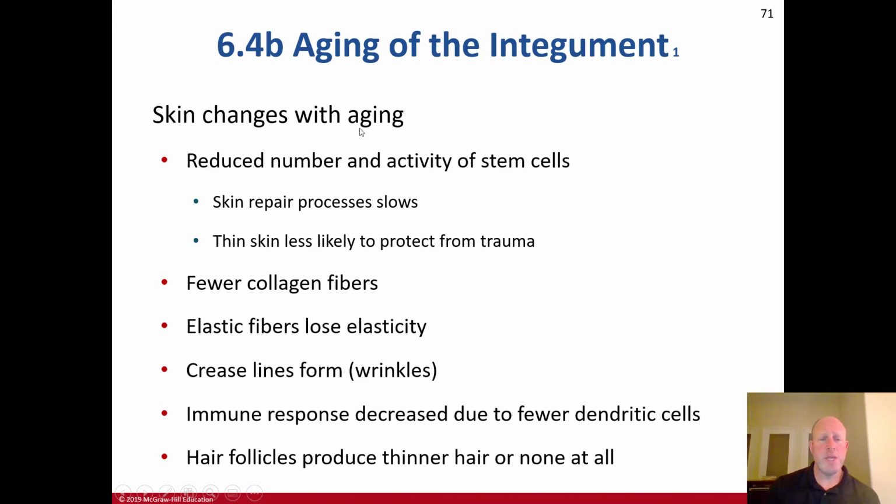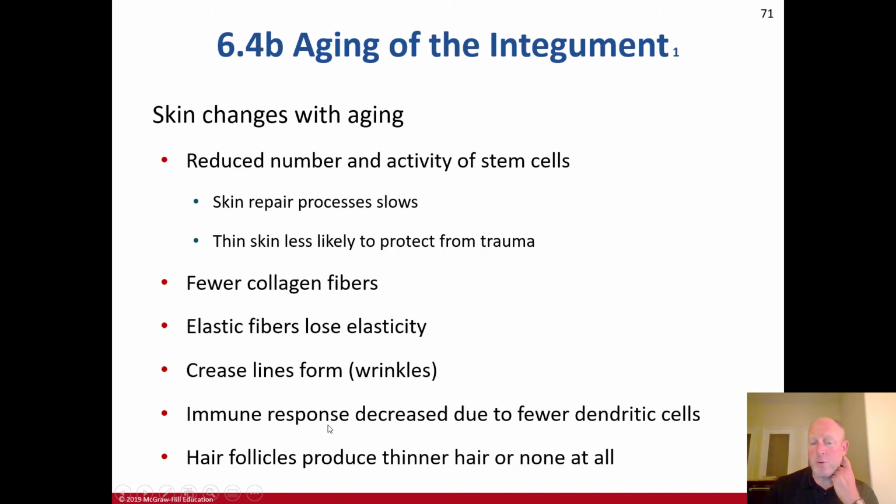And then skin changes with aging. With reduced number and activity of stem cells, the skin repair process slows. Thin skin is less likely to protect from trauma, obviously with thinning skin with aging, due to the process slowing, due to the number and activity of stem cells being reduced. Fewer collagen fibers exist. The elastic fibers lose their elasticity. Crease lines form and become wrinkles, and essentially with losing elasticity, you get necrosis to some extent, where cell death plays a role with that as well.